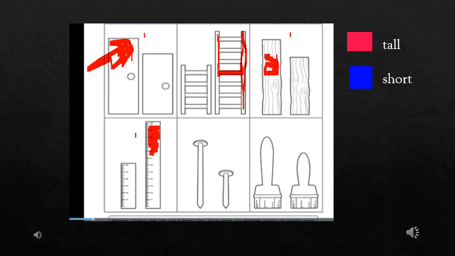Wow, I think you're an expert now. Here we have some nails. Which nail is the tall nail? Good. And our last one are the brushes. Which brush is the tall brush? Great.